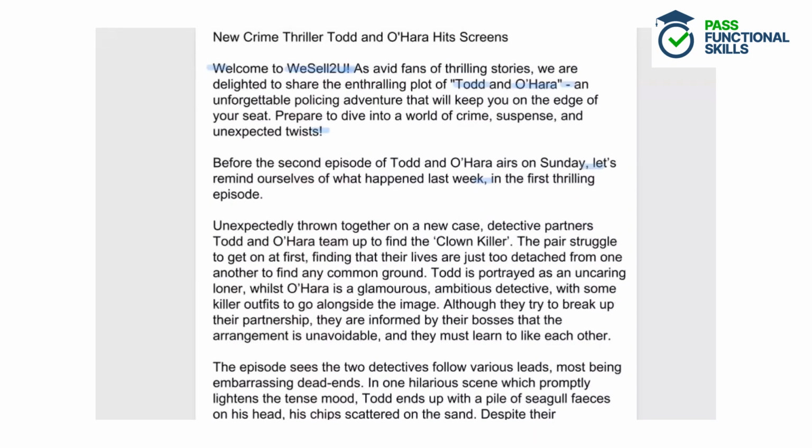Now let's have a look at the spelling. So you need to be able to spell correctly during your exam and try to use longer words that might be trickier to spell. So all of the spelling in this answer is accurate, and we've included tricky specialist words like enthralling, policing, unforgettable, unexpected.